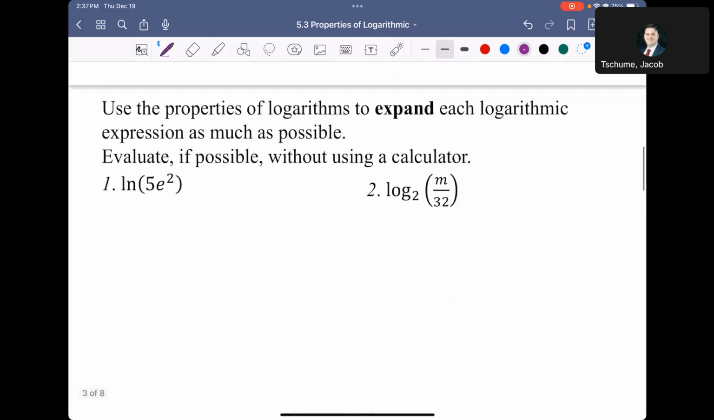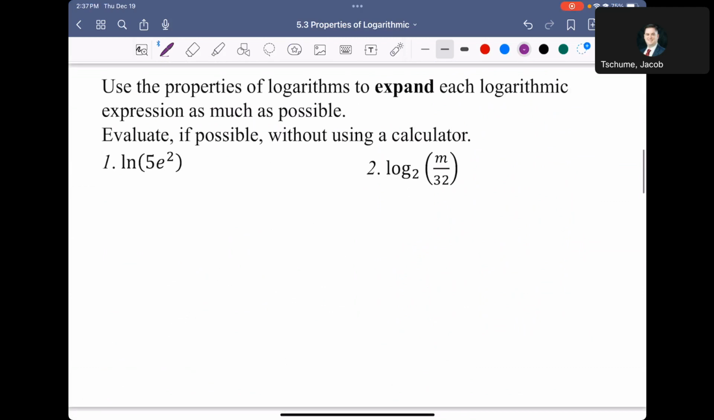So let's look at some examples. Over the next few examples, what I would like you to do is take these logarithms and use the properties of logarithms to expand each logarithmic expression as much as possible. On certain parts of the problem, you may be asked to evaluate it, and we're going to do that without a calculator because we don't want decimals, we want exact answers.